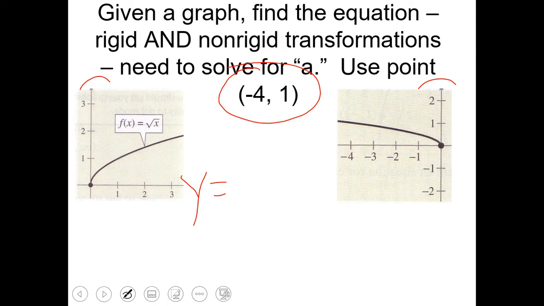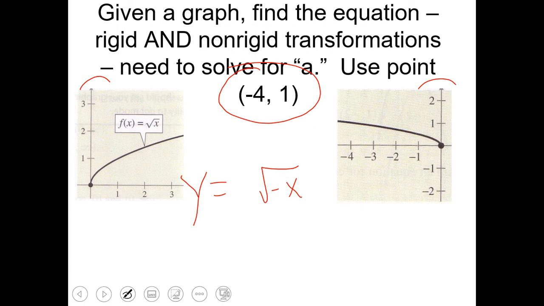So I know that this is an equation of a radical function. I know that compared to the original, it is flipped over the y-axis. So I am going to write this as the square root of -x, again, because I know that it was reflected over the y-axis. What I don't know is, was there a stretch or a shrink?